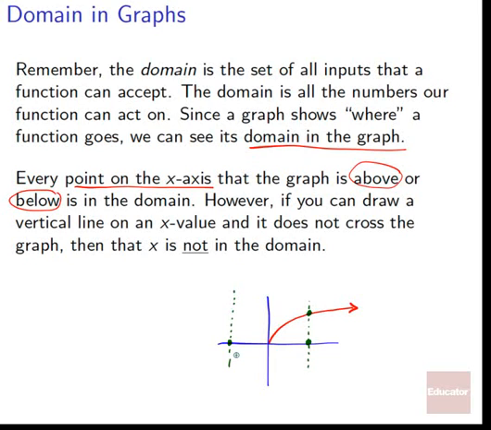So if you can draw a vertical line on an x value and it does not cross the graph, then that x is not in the domain. Remember, the domain is everything that the function can take in. So if a graph is above a point, then that means it had to be able to take it in because it spits out something over that horizontal location.